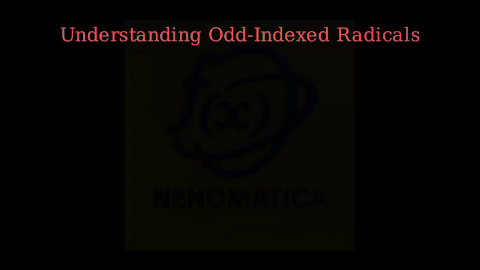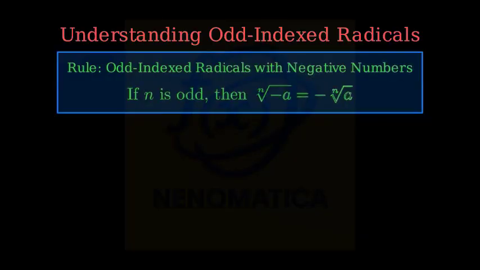Let's begin by understanding the key principle. If n is odd, then in addition to positive numbers, negative numbers can also have defined odd-indexed radicals. For example, the cube root of -8 equals -2. Let me show you why this works.